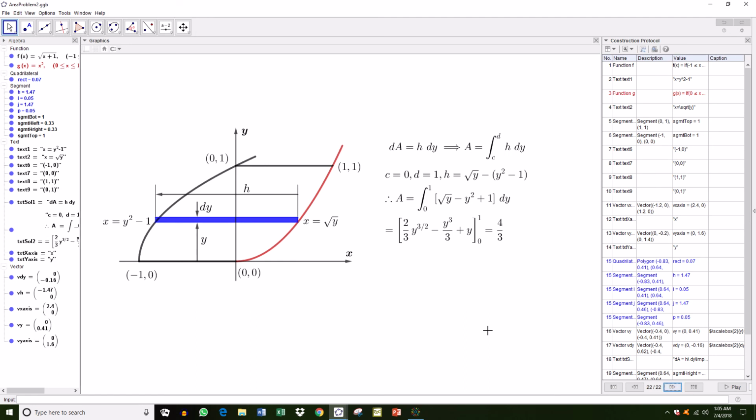So here we are integrating from y equals 0 to y equals 1. So c is 0, d is 1. H is square root of y. The right side value is square root of y, and the left side x value is y square minus 1. Okay, let me repeat that one part just a little, please. The height, this h, is the x value at the right point minus the x value at the left point. So the x value at the right side is square root of y. The x value at the left side is y square minus 1. That's what I did. Cool? That's all.